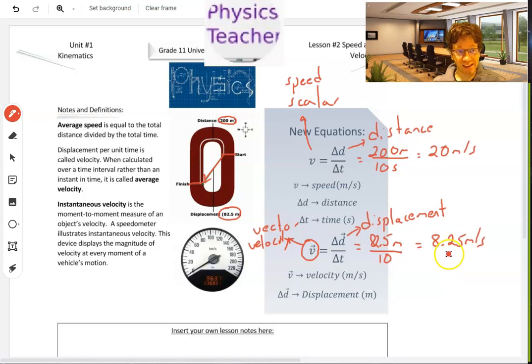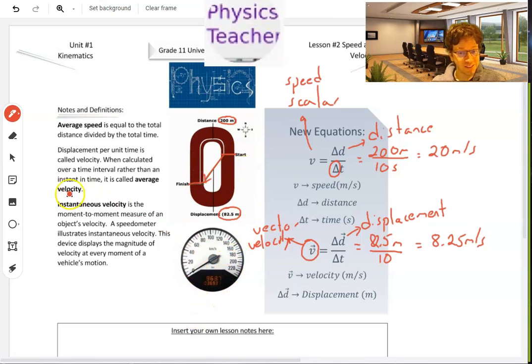Now this is both average speed and average velocity because it's taken over a time interval. That's why the t symbol has a delta. Because remember, delta means change. It's over a certain interval, in this case between a recorded time 2 and a recorded time 1.